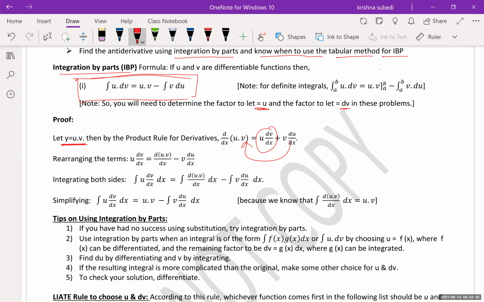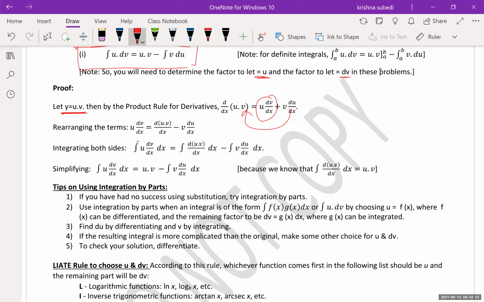And now if you integrate both sides, remember that the integration sign and dx always come together, whatever the function is. So I'm going to put the integration sign and dx on both sides, and the same thing here. Now what I got here is the integration of u dv. I cancel that dx, and I get u dv equals this, with the dx canceling out.